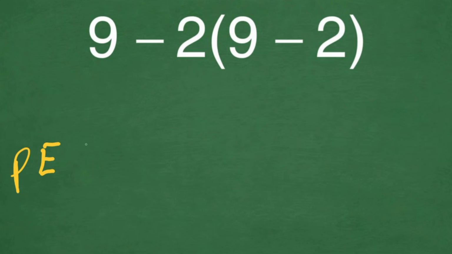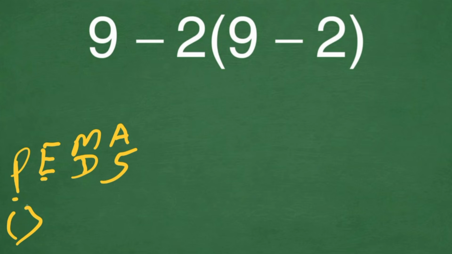P stands for parentheses, E stands for exponent, M and D stand for multiplication and division, A and S stand for addition and subtraction. So according to this rule, we have to solve all the parentheses before everything else, and after we solve the parentheses, only then we are allowed to move to exponent. Then after we solve all the exponents, we have to move to multiplication and division, and then finally to addition and subtraction. So that is what the rule states.